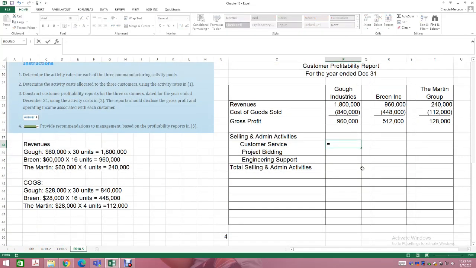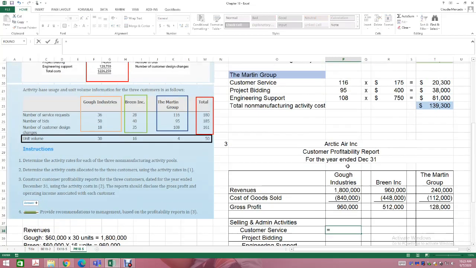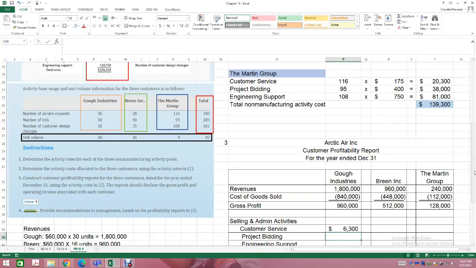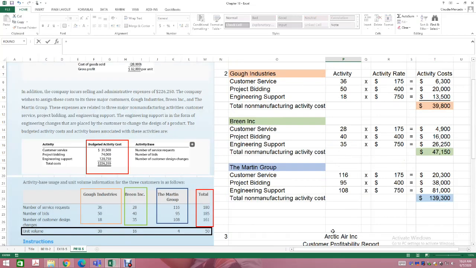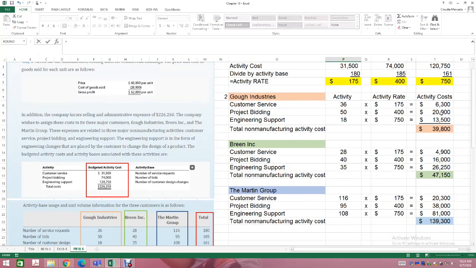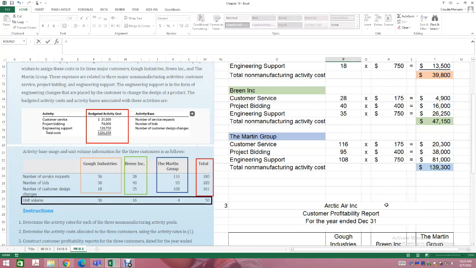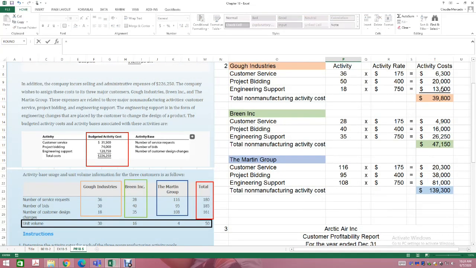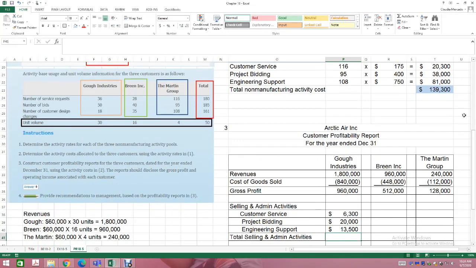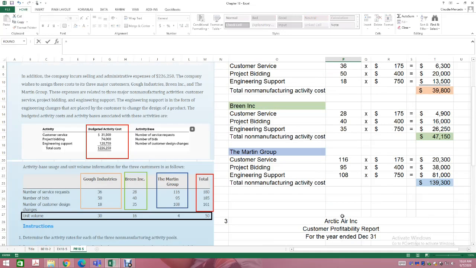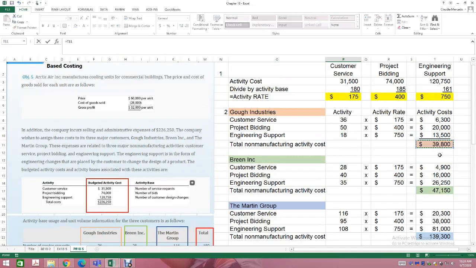For Go, I'm going to go to my customer service calculation up here, and my total was $6,300. So I'm going to bring that there. For project bidding for Go, 20,000. For engineering support for Go, 13,500. Okay, my total for Go is 39,800.